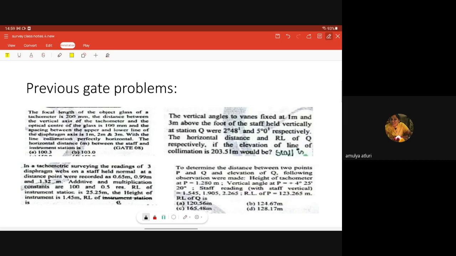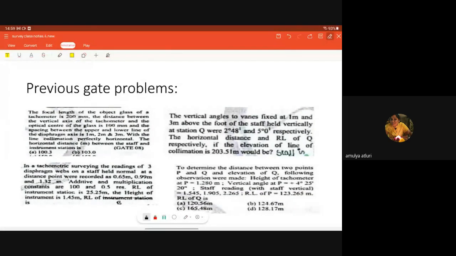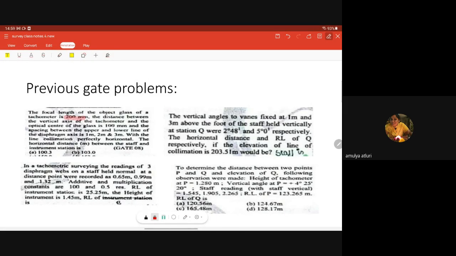Okay, it is given the focal length of the object glass of a tachometer is 200 mm. That means F is 200, and the distance between the vertical axis of tachometer and optical glass is 100 mm. That means D value is 100 mm, and the spacing between the upper and lower line of the diaphragm are 1, 2, and 3, with the line of collimation perfectly horizontal.